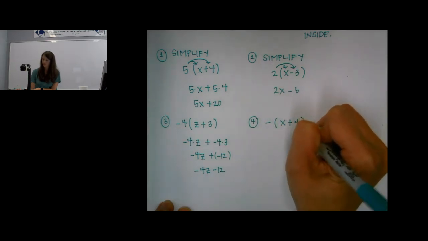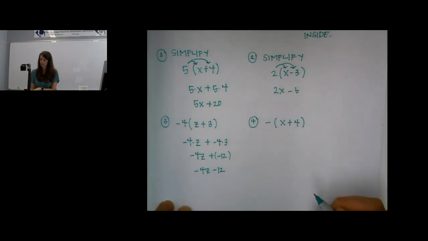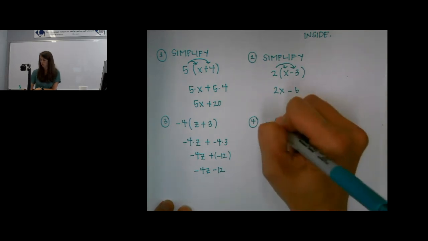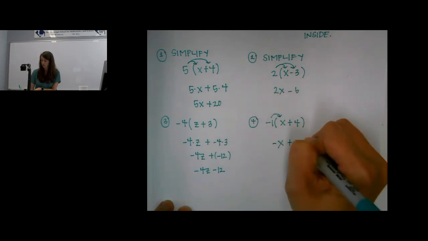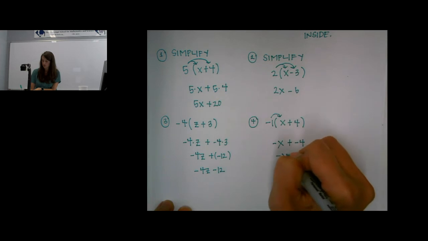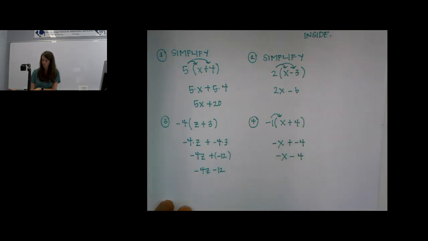So if I just had this, got a negative on the outside like this, then what does that mean? Okay, that negative just there, that's a negative 1. So I can remove my parentheses by saying negative x plus a negative 4, which is going to be a negative x minus a 4.